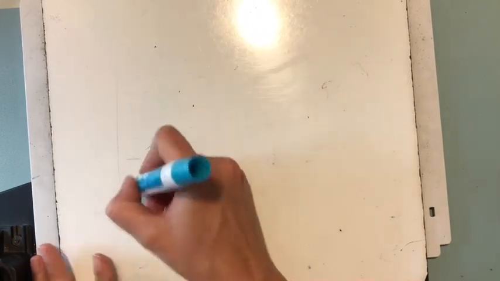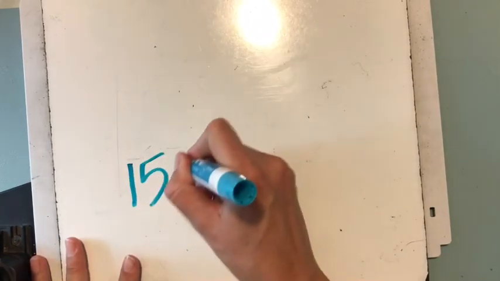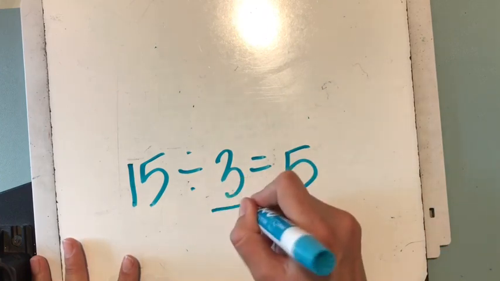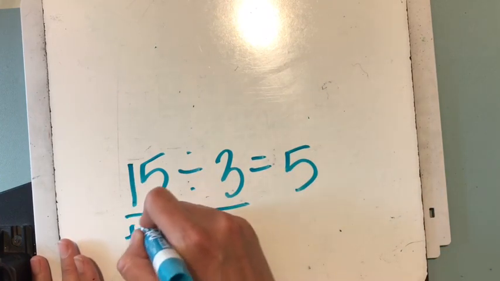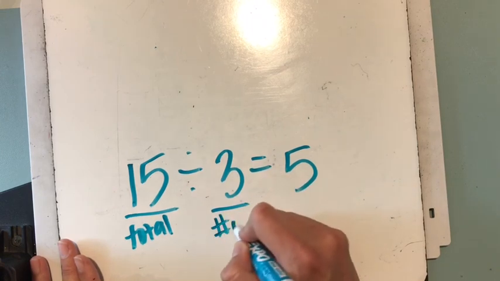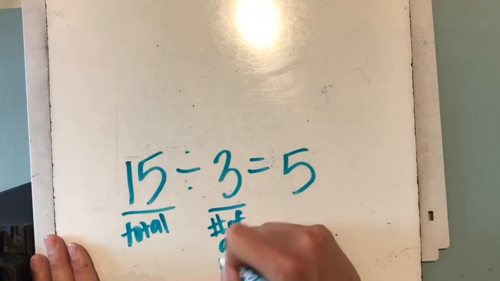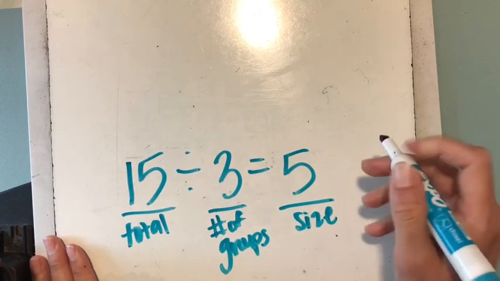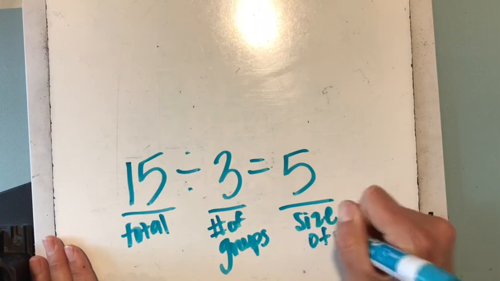Okay, here we go. Now I want you to think about what I just did, right? 15 divided by 3 equals 5. So I have the total, I have the number of groups, and I have the size of the group. So how many were in each group?